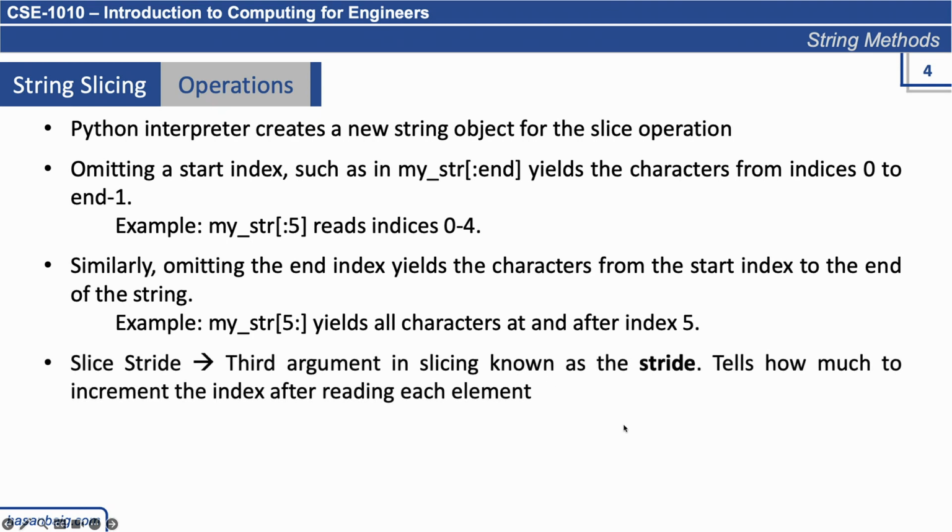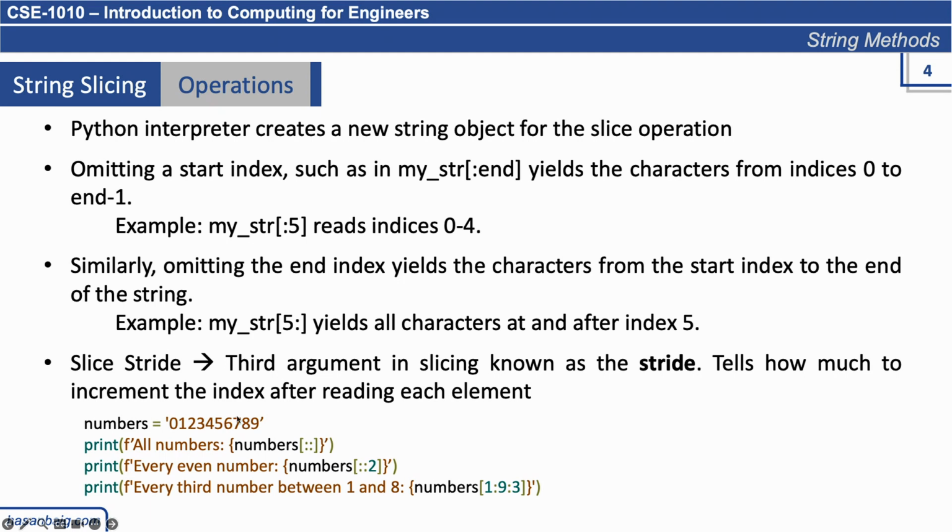There is a third argument that is again optional. It's a stride. It tells how much to increment the index after reading each element. So for example, here we have a string 0, 1, 2, 3, 4, 5, 6, 7, 8, 9, and we can simply print all numbers either by just writing numbers, or if you're using the slice syntax, you can leave the start, end and stride parameters all blank. It will extract everything.